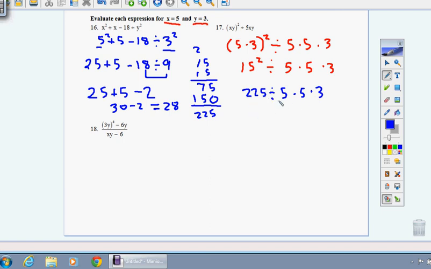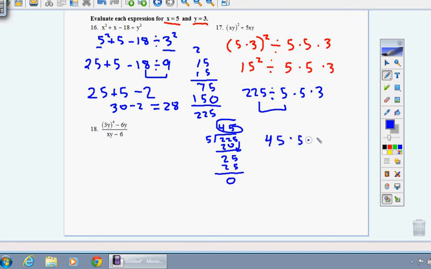So from here we have to work left to right, which means the first thing we need to do is 225 divided by 5. So how do I do that? Well, what's 225 divided by 5? 5 goes into 2? Well, it doesn't. 5 goes into 22 4 times. 5 times 4 is 20. 22 minus 20 is 2. Bring that 5 down. 5 goes into 25 5 times. 5 times 5 is 25. And when I subtract that, I get a remainder of 0. So, 225 divided by 5 is 45.